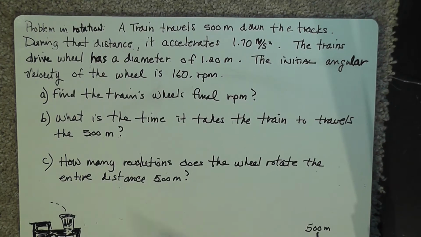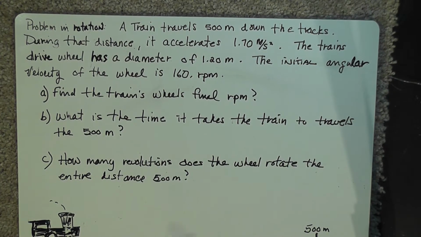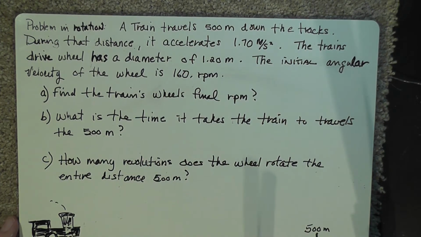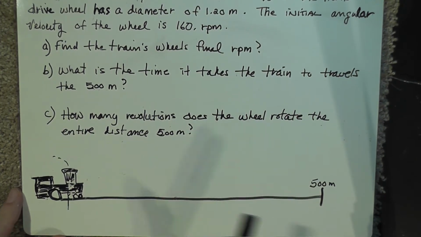Okay, this is a problem in rotation, chapter 7, circular motion. In this case, we have a train that is traveling a certain distance down the tracks. What we know is that it has an acceleration of 1.7 meters per second. It tells us that the drive wheel has a diameter of 1.20 meters, and the initial angular velocity of the wheel is 160 RPM. So what it wants us to do in this problem is three things.